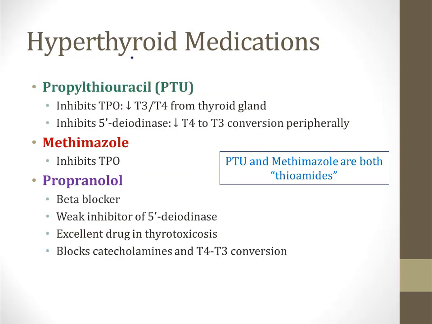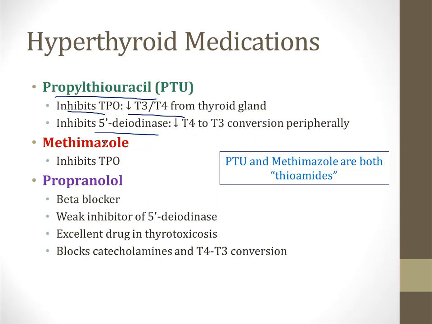In another module, we will talk about treatment of hyperthyroidism, but I just want to point out here that many hyperthyroid medications inhibit either TPO or 5'-deiodinase. So propylthiouracil, or PTU, is a medication used to treat patients who are hyperthyroid. It inhibits TPO, which blunts the formation of T3 and T4 from the thyroid gland. PTU also inhibits 5'-deiodinase, which blunts conversion of T4 to T3.